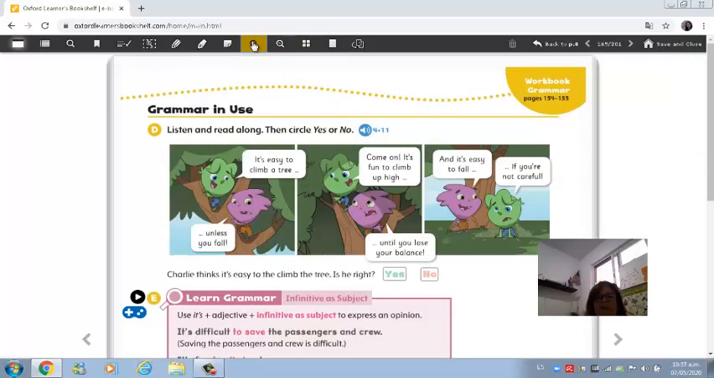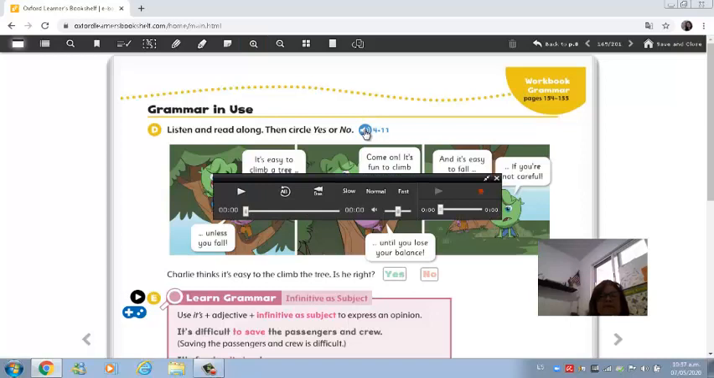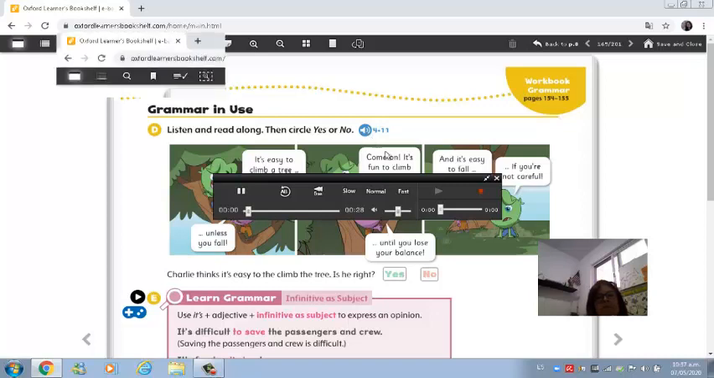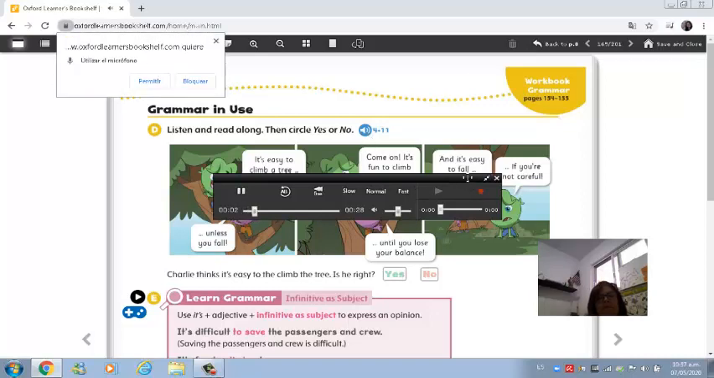Are you ready? Let's do the listening activity. Page 165. Grammar in use. D. Listen and read along. Then circle yes or no.